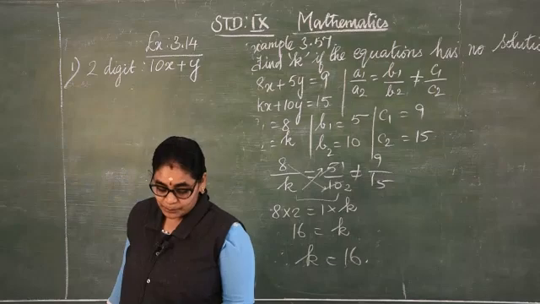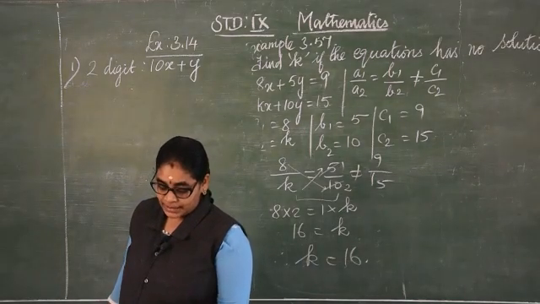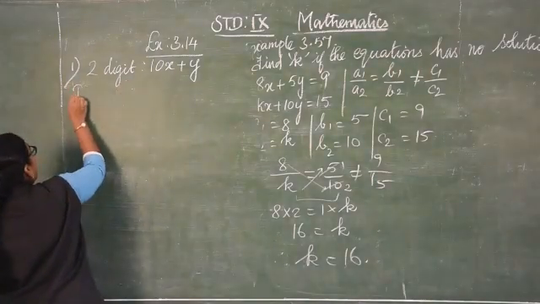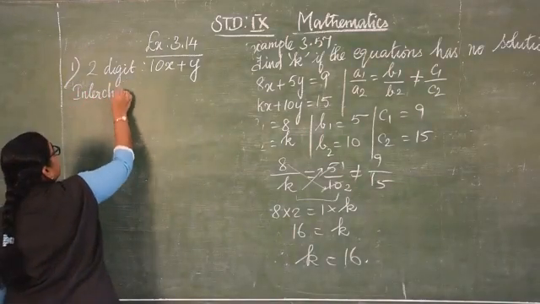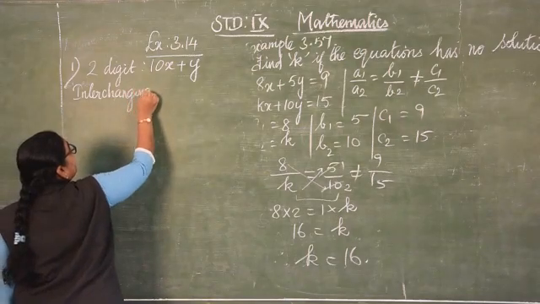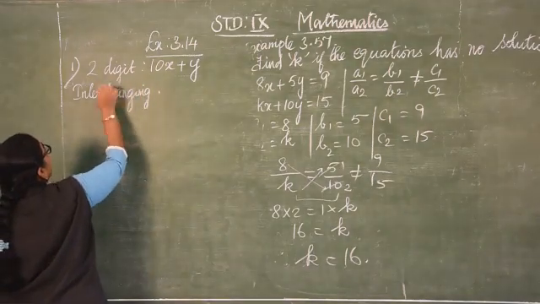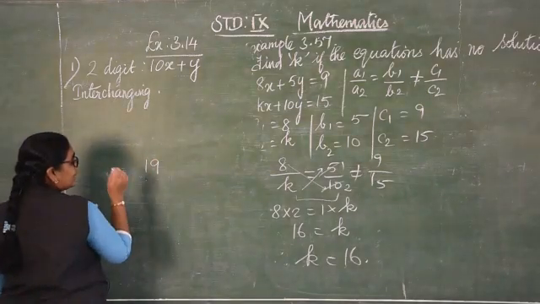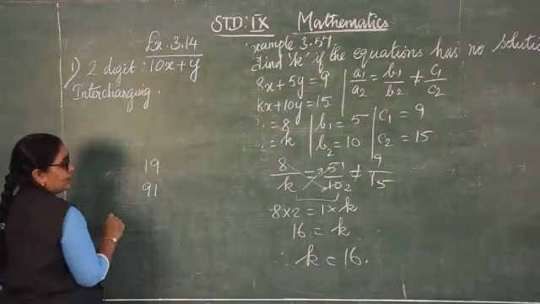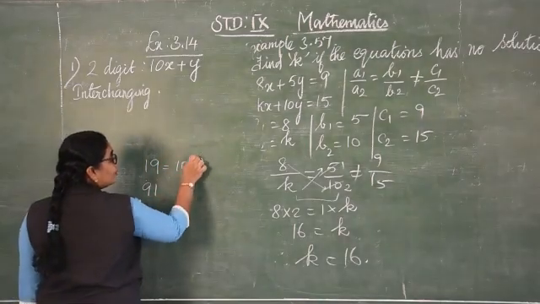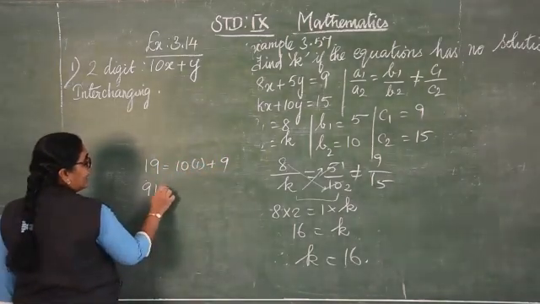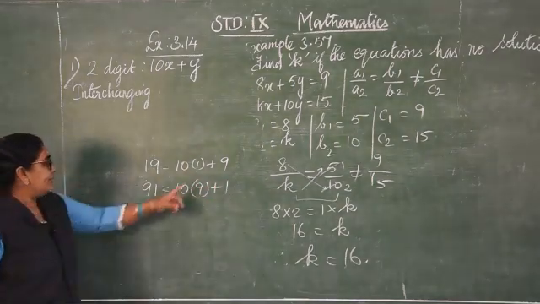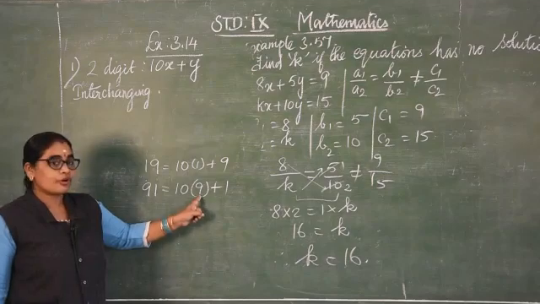So the sum of a 2-digit number and the number formed by interchanging the digits. This is a 2-digit number. Interchanging. For example, you are taking a 2-digit number as 19. When you interchange, what will you get? 91. This is 10 into 1 plus 9. And how can we write this one? 10 into 9 plus 1.